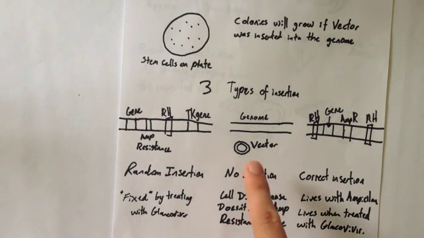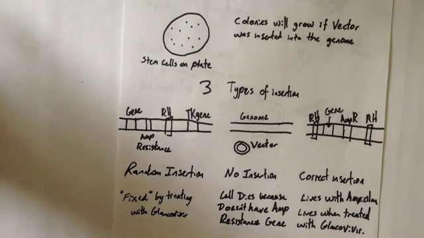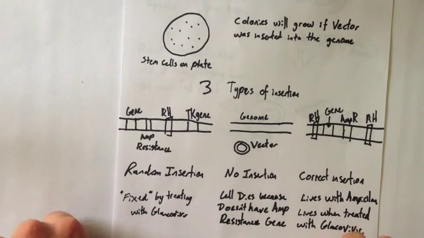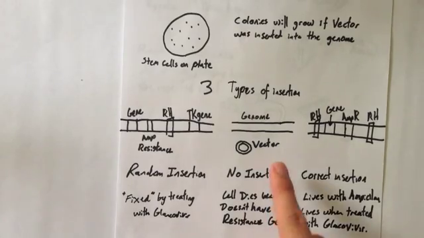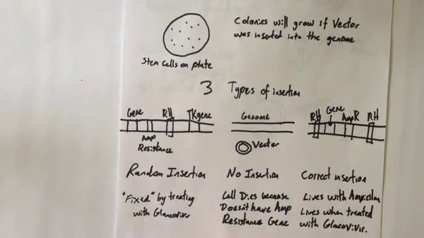Another option is there's no insertion, so the cell will die on an ampicillin plate because it won't have the ampicillin resistance gene inside of it. And then there's a correct insertion, which is what we want, where it survived being on an ampicillin plate because it has an ampicillin resistant gene. It's recombined correctly, so the TK gene is not inserted into the genome, so ganciclovir will not affect the host.